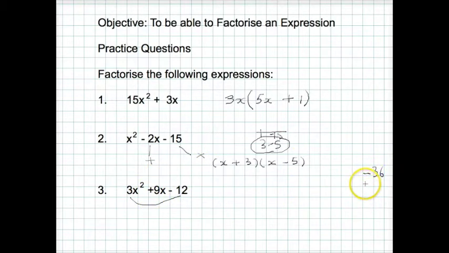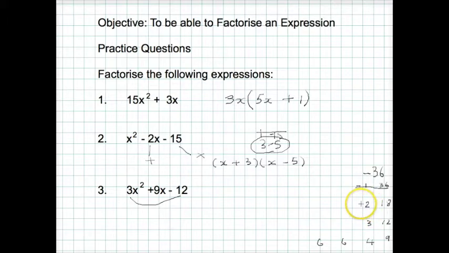Combinations we could have. Well, we could have 1 and 36, 2 and 18, or 3 and 12, 4 and 9, or 6 and 6. So there's a lot of combinations here. Let's have a look at the first one. You might have a negative 1 and a positive 36 to give you negative 36. That's not going to give you 9. And if we did that the other way around, a negative 36 and a positive 1, it's not going to give you a positive 9. So it can't be that one.